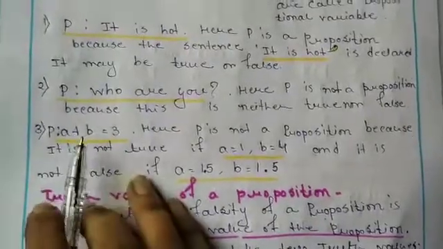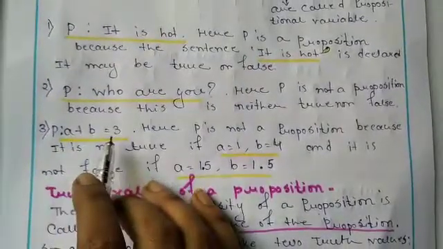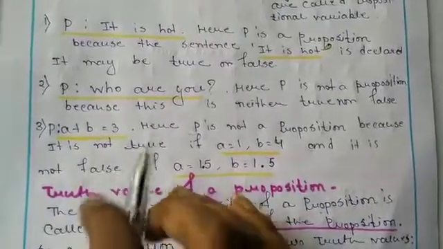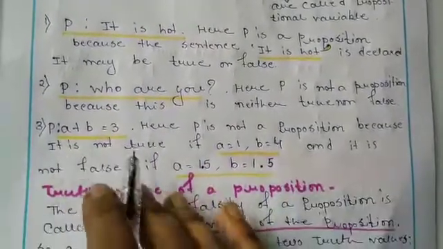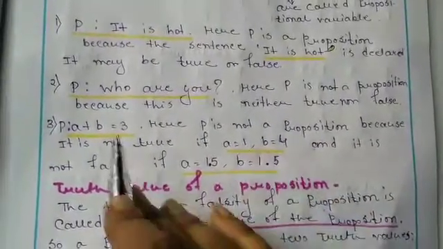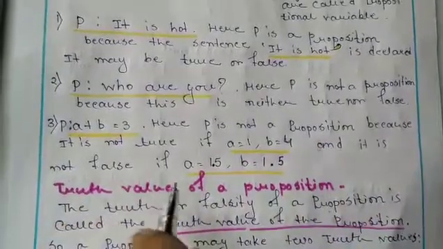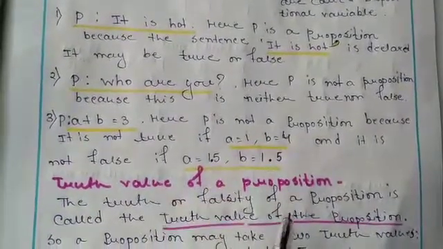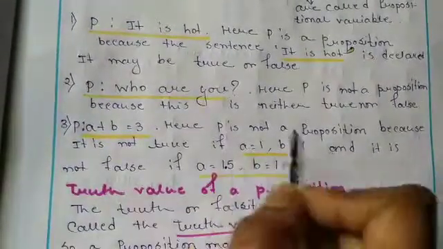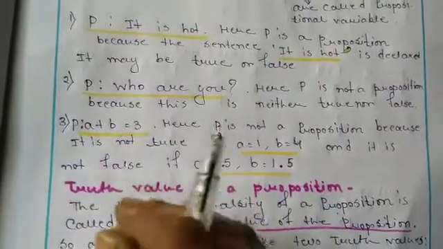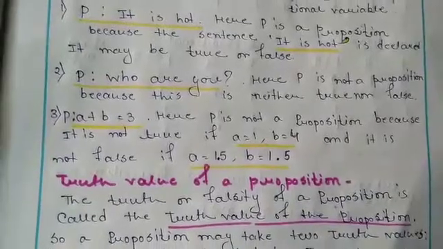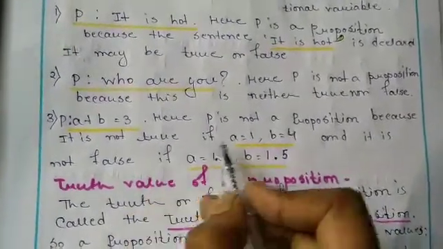Now I'm coming to example number 3, which is a plus b is equal to 3. It is an equation and we have to check whether it is a proposition or not. Here P is not a proposition because it is not always true. If a is equal to 1 and b is equal to 4, then 1 plus 4 is 5, which is not equal to 3. And it is not always false: if a is equal to 1.5 and b is equal to 1.5, then 1.5 plus 1.5 is equal to 3. So it is not a proposition because it doesn't have a particular truth value.